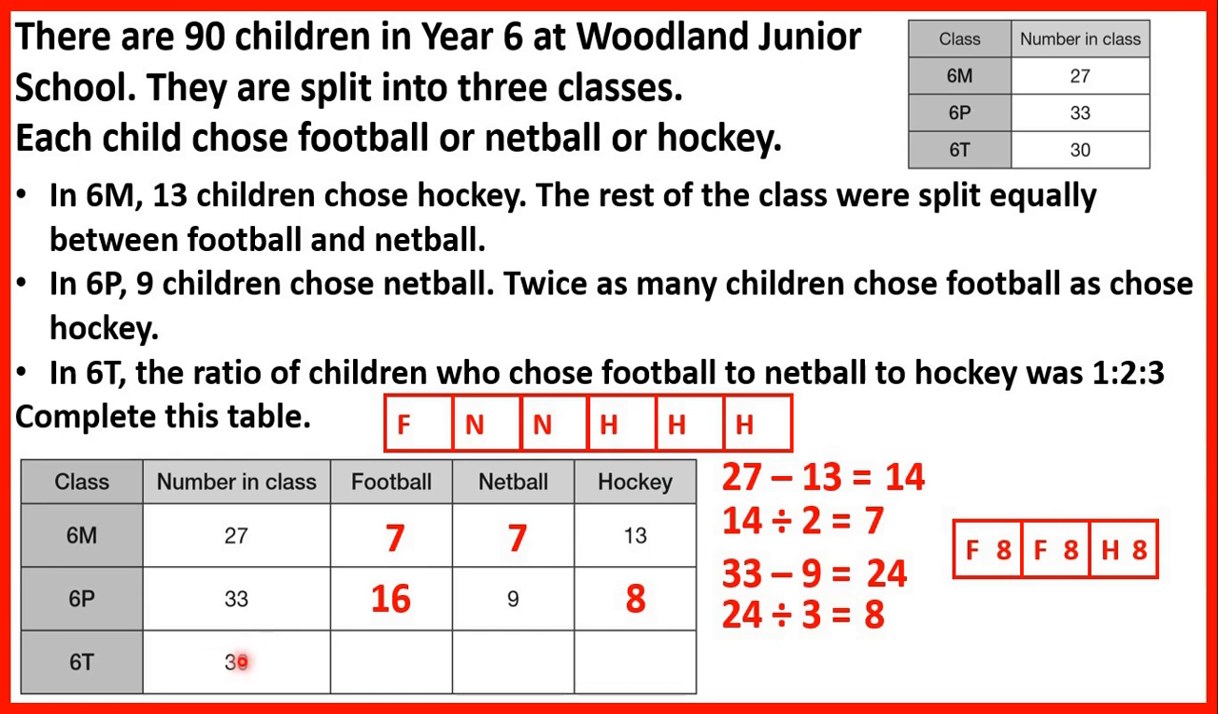Now there are 30 children in the class altogether, so to work out what each of these 6 squares represents, we can divide 30 by 6, and that tells us that each square represents 5 children. So that means 5 children chose football, 2 times 5, so 10 children chose netball, and 3 times 5, so 15 children chose hockey.